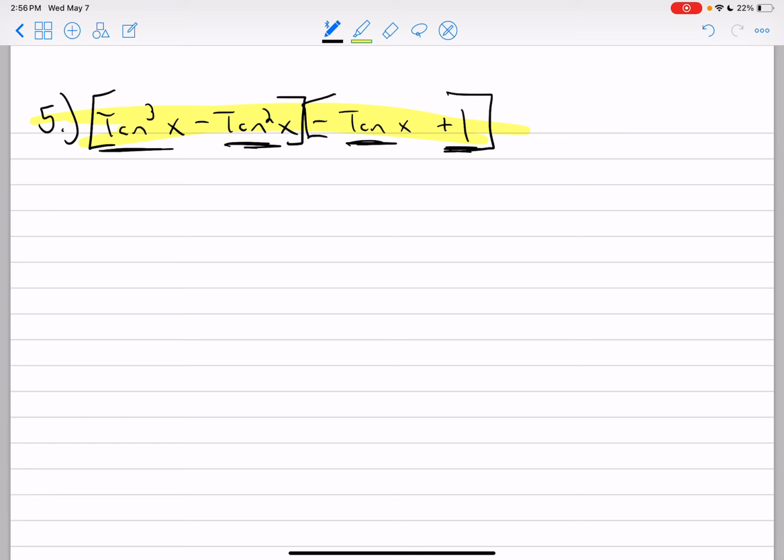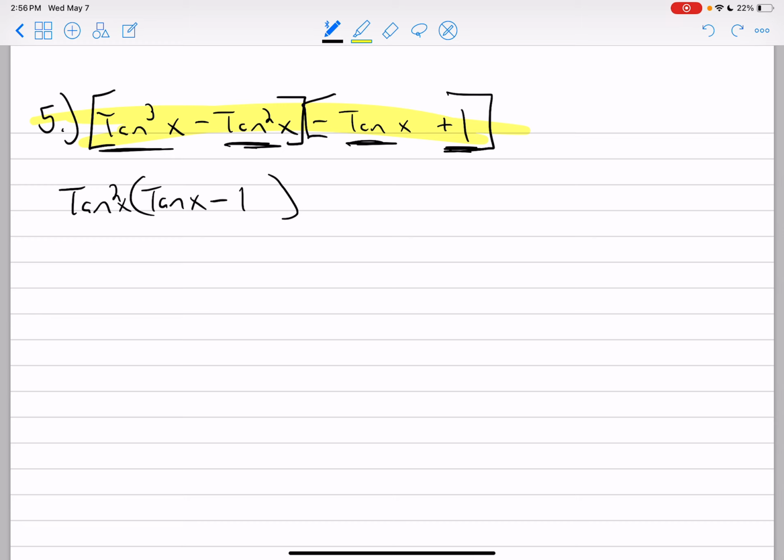What can I take out of both of those? I can take tangent squared out. And I'm left with tangent squared times tangent x minus 1. That should look good, because if I multiply this, that would give me tangent cubed. If I multiply this, that will give me negative 1 tangent squared. Just as a recap.